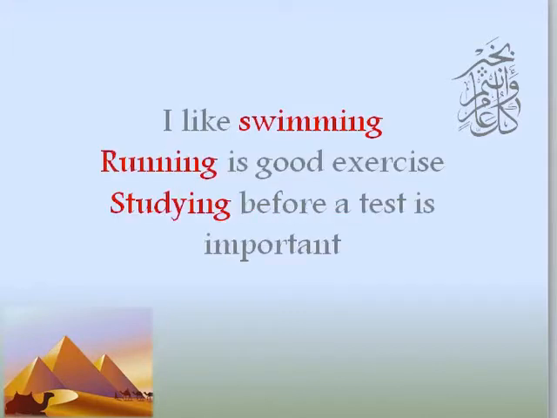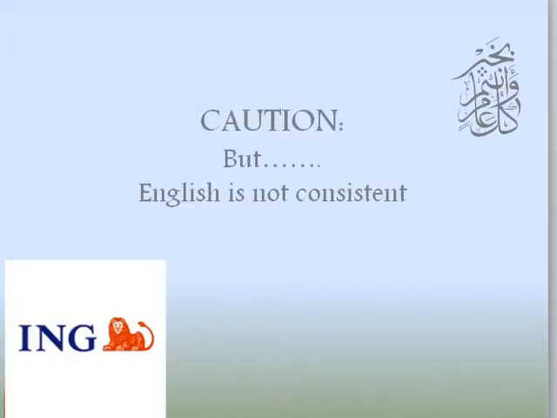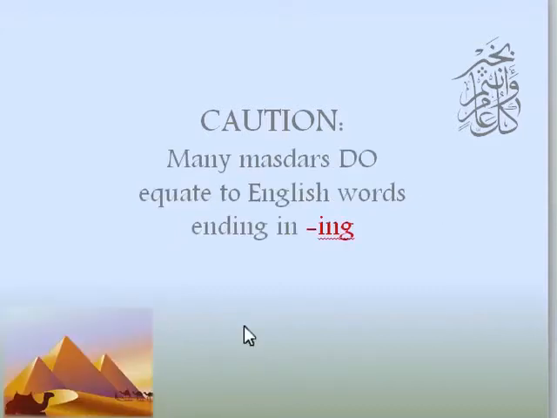Right? See that? So you could say, okay, any verb ending in ing is a Masdar. Well, we have to be cautious because, again, English is not consistent. Yes, English does use ing for verbal nouns. The problem is it uses it for a bunch of other things as well. Arabic does not use the Masdar pattern for anything other than a Masdar.